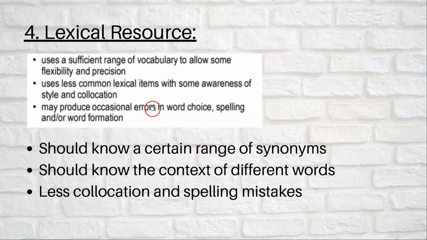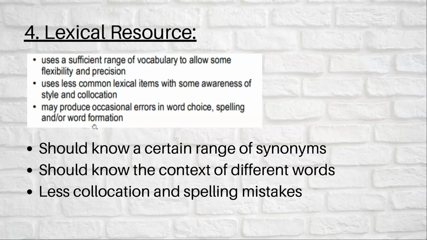May produce occasional errors in word choice, spelling, and/or word formation. So even with 7 bands in Lexical Resource, it is possible that the candidate would make mistakes in choosing words, in some spellings, or in word formation. By word formation, we mean that there can be different forms of the word. A single word can appear as an adjective, it can appear as an adverb, it can appear sometimes as a noun. So you might use the wrong form of the word at some places.